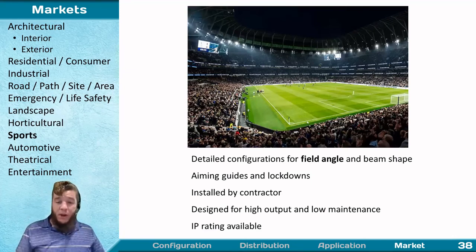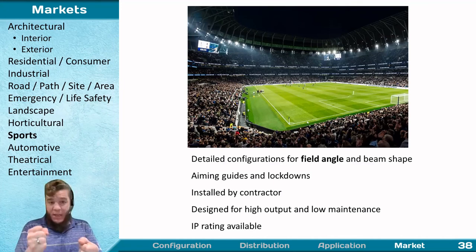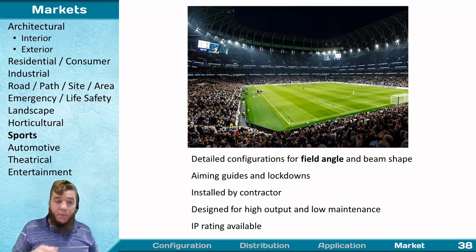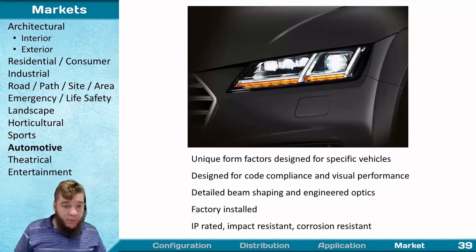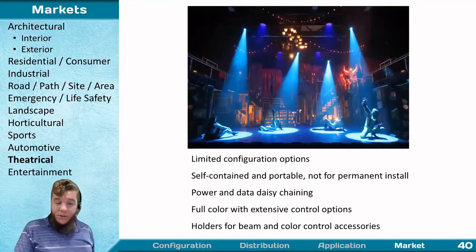Sports lighting is a huge market. You're talking about extremely expensive installations of very, very specific lights. These things actually come with aiming guides on them, so you can crank this around to tenths of a degree and get very, very precise aiming. Automotive, obviously a big market. We've got theatrical, and I won't go into any detail there.